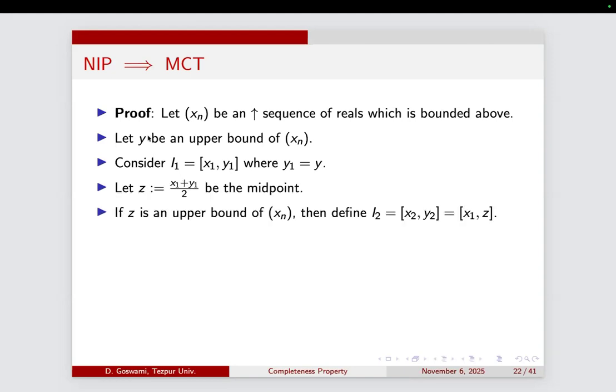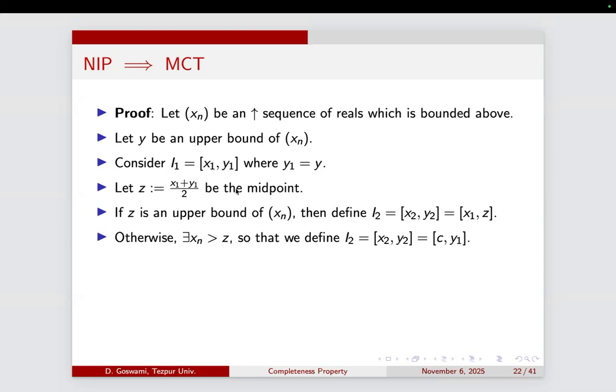Okay, y is an upper bound, so y1 is y. Remember the idea, making it half, then checking whether it's an upper bound. If it's not an upper bound, then there has to be an element greater than that. So we use the same idea to construct a nested sequence. Why do I need a nested sequence? Because I need to use NIP, the nested interval property.